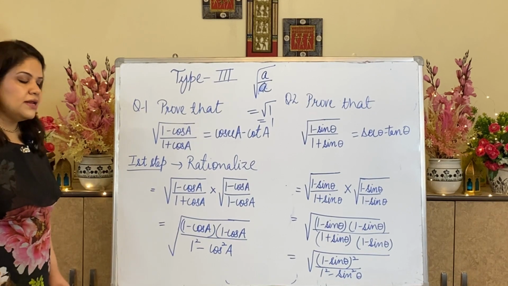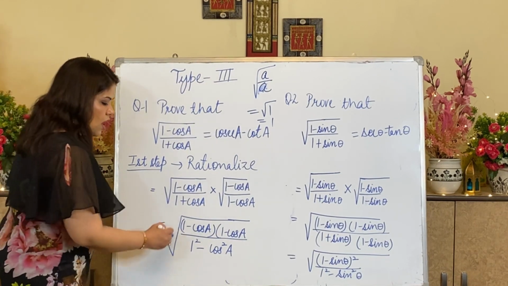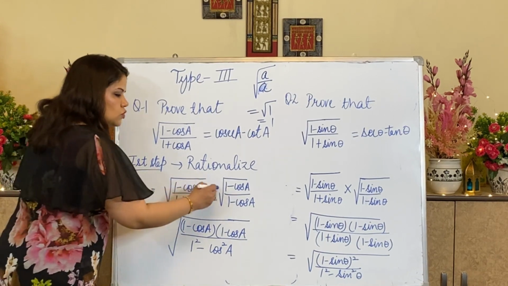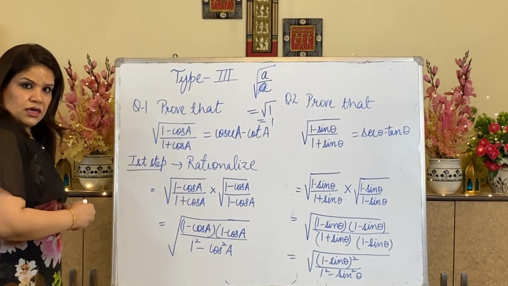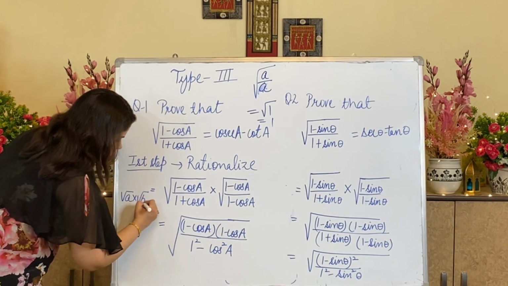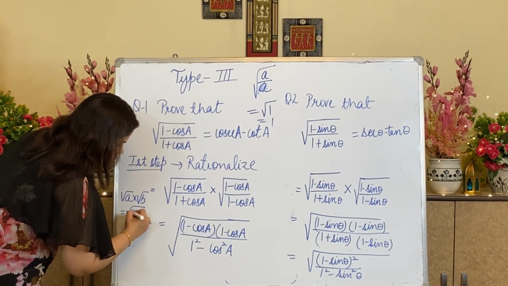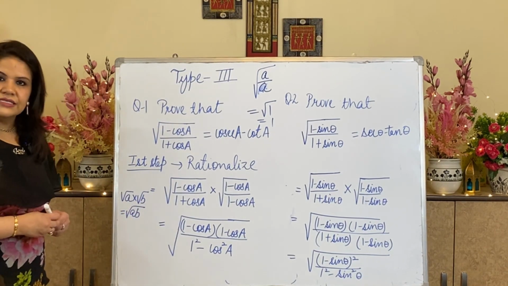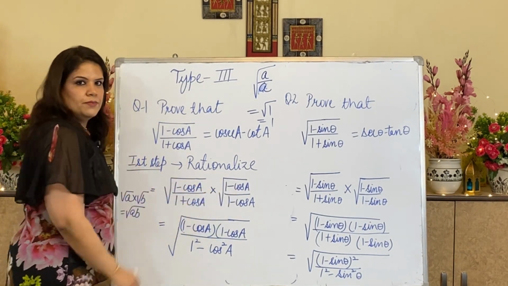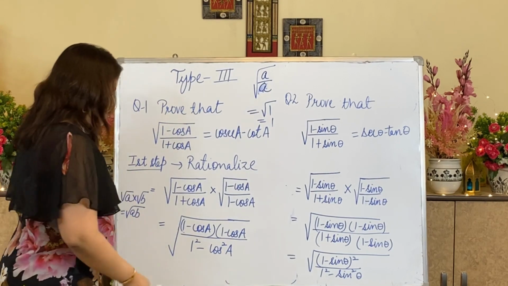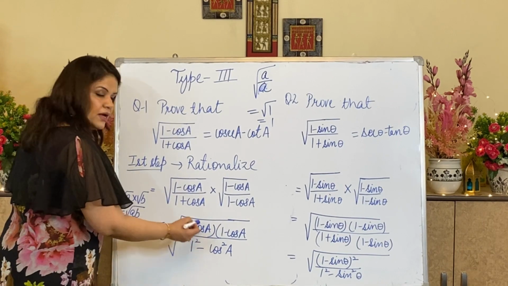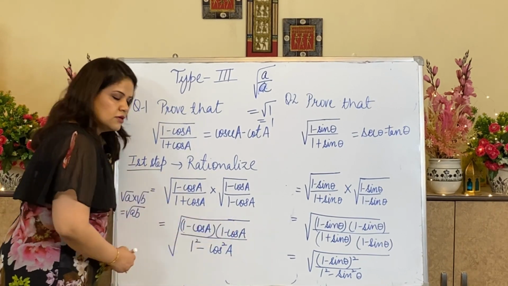So what will I get in my next step? I will be getting under root sign in which I am getting 1 minus cos A into 1 minus cos A. Can I write under root A into under root B as under root of AB? Yes, I can write, and this is what I am doing here. This is A, this is B, and they both are under square root sign. So I am doing A into B, so my 1 minus cos A into 1 minus cos A.